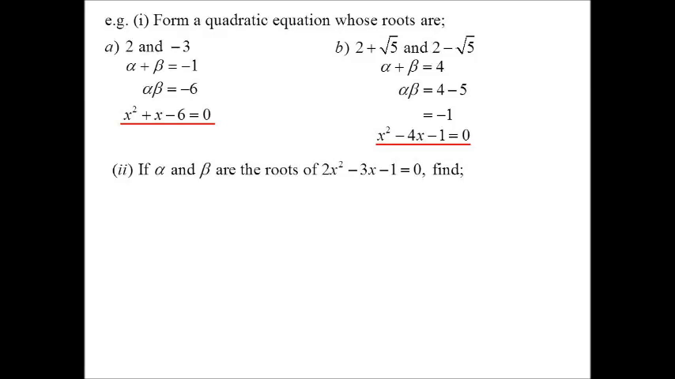But we can have a lot more fun than that. So alpha and beta are the roots of this particular quadratic. To start off with, they usually ask the standard ones. What is alpha plus beta? That's minus b on a, so 3 on 2. What is alpha beta? Well, c on a, minus 1/2. But then they ask us other ones. A real common one: what's alpha squared plus beta squared?